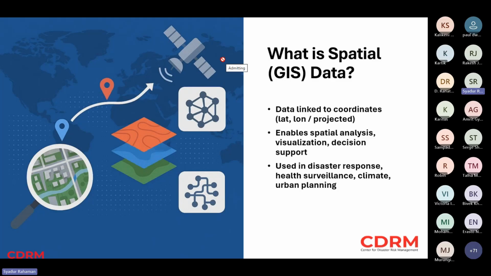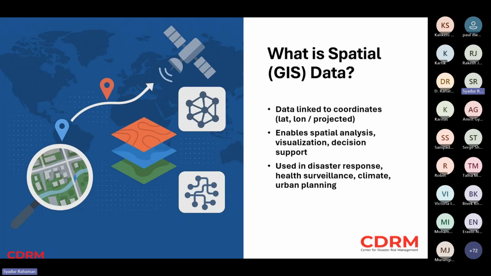Additionally, geospatial data helps you visualize information, like how many people are living in this area or how many shops are in this area. Also, in the previous discussion, Sir shared some output showing how geospatial data is transformed into information. We use digital data in disaster response, health services, surveillance, climate, or urban planning.